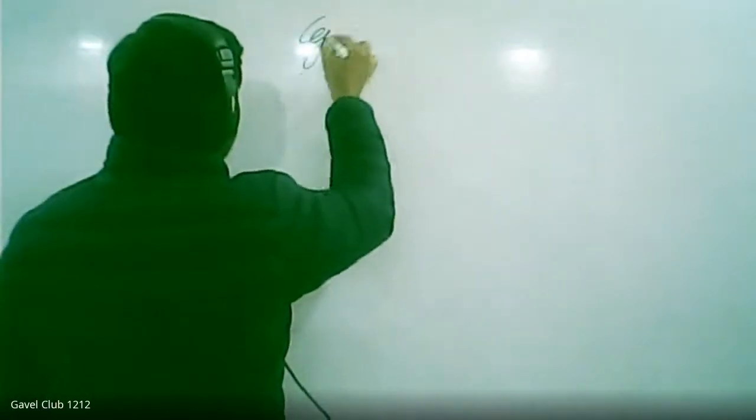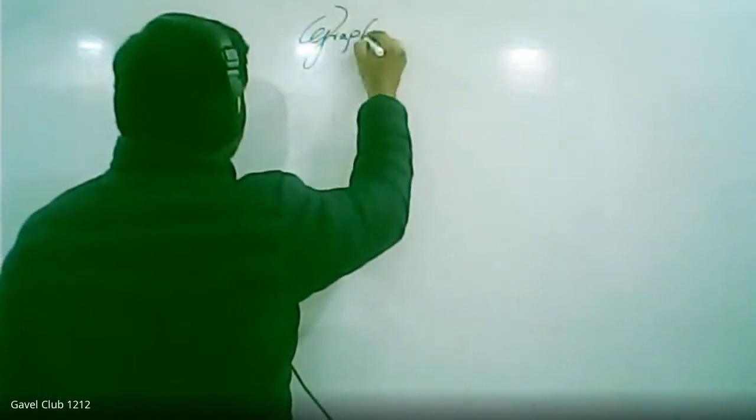We are discussing the unit kinematics, and in kinematics we are discussing the graphs, right? So graphical representation we have done in the previous class. Let's see the next one, graphical representation.